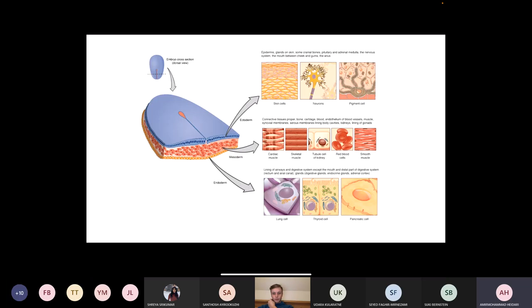So moving on then, pigment cells, skin cells, and so on. The middle layer then, we have mesoderm: cardiac muscles, skeletal muscle, kidney tubules, and so on. And also the bones of your body. The endoderm, really the insides of your body: pancreatic cells, thyroid cells, lung cells, and so on, the digestive tract. We'll come on to that shortly also.